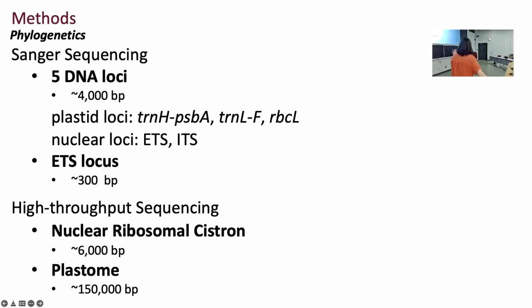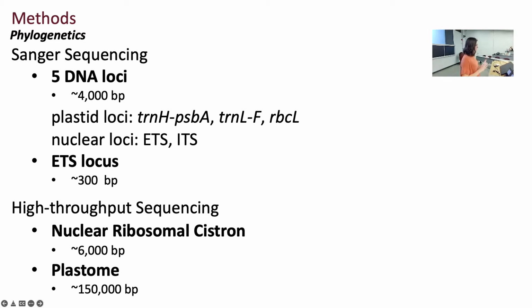So for my sequencing, I have two different methods, the first being Sanger sequencing. And we looked at 5 DNA loci, so 3 of those being from the plastid genome, 2 of those being from the nuclear genome. And this results in about 4,000 base pairs. Then I've also looked specifically at the external transcribed spacer, and this is a nuclear locus, so we can begin to ask questions about hybridization between lineages, and I'll talk more about that. And this is about 300 base pairs.